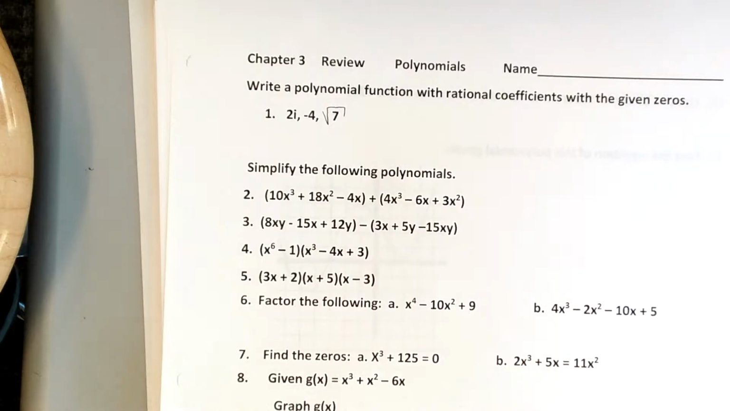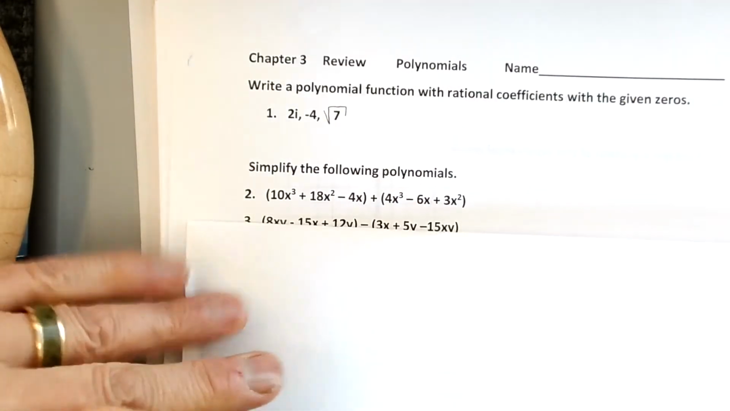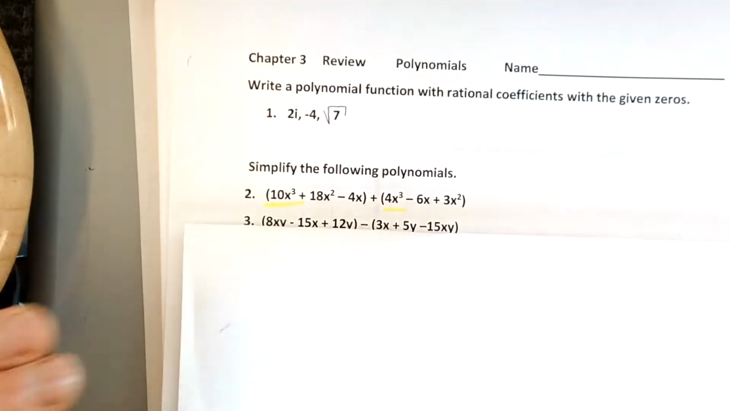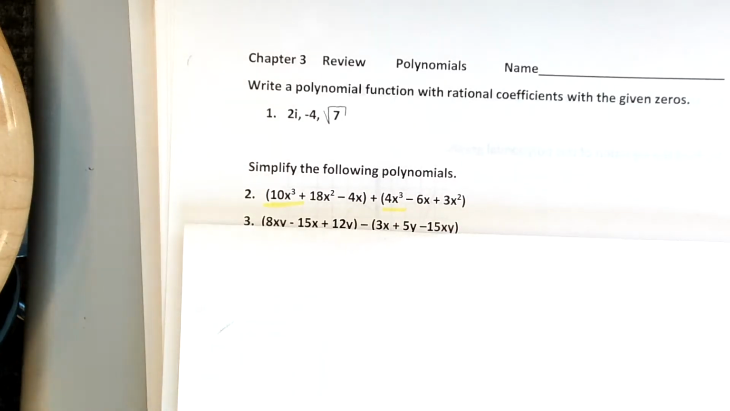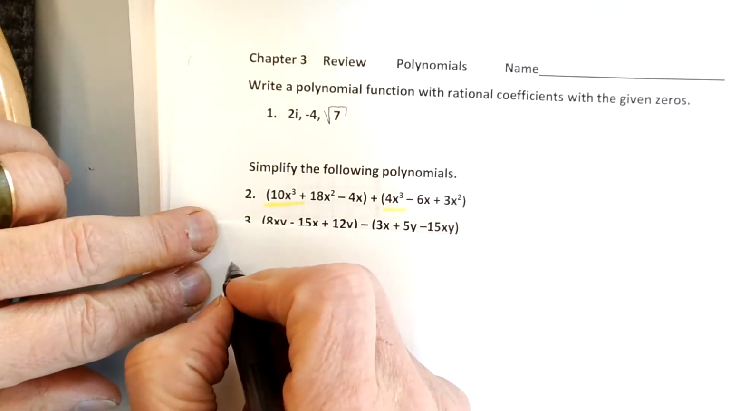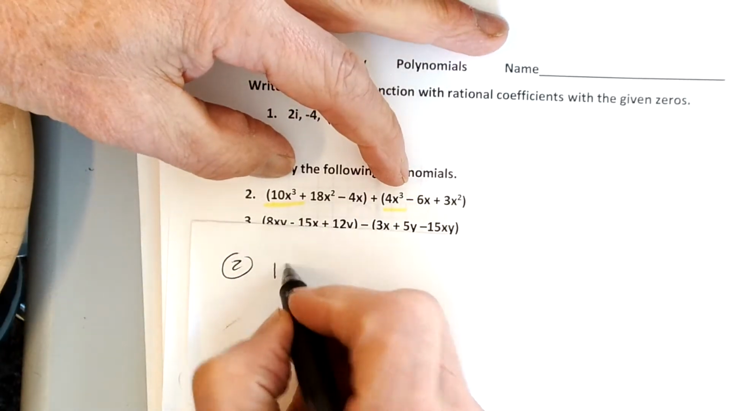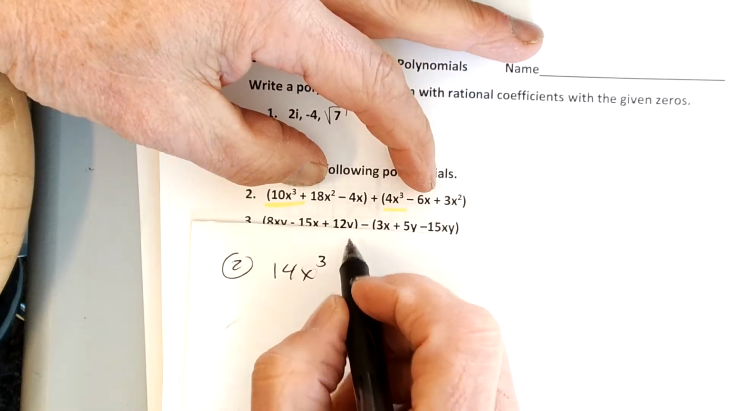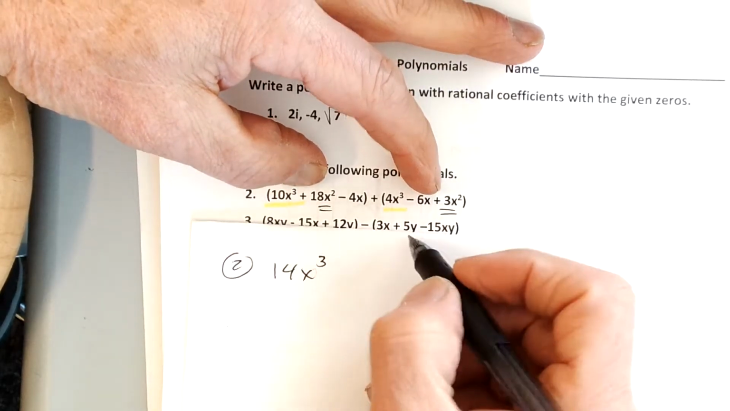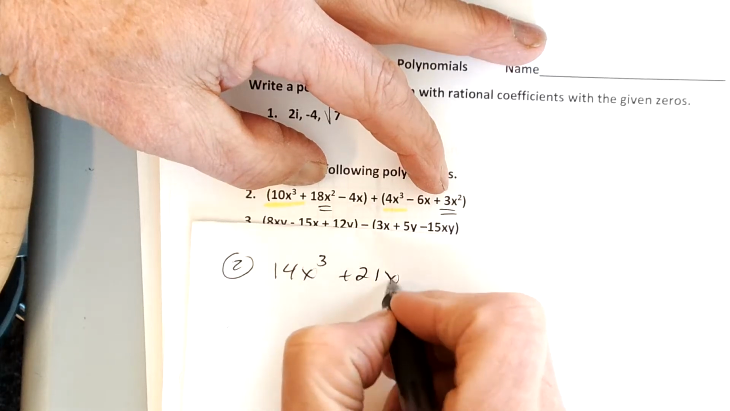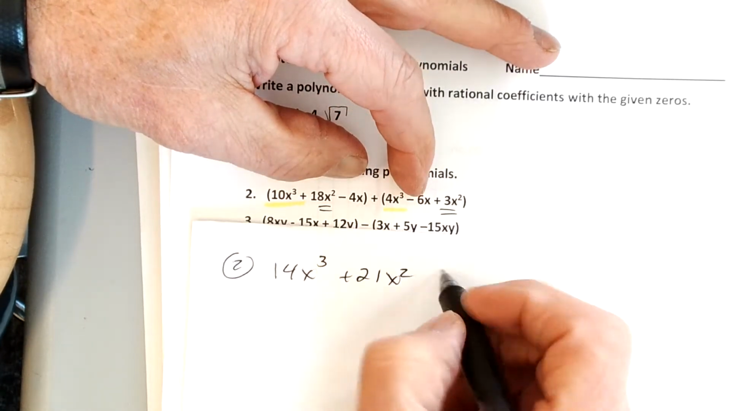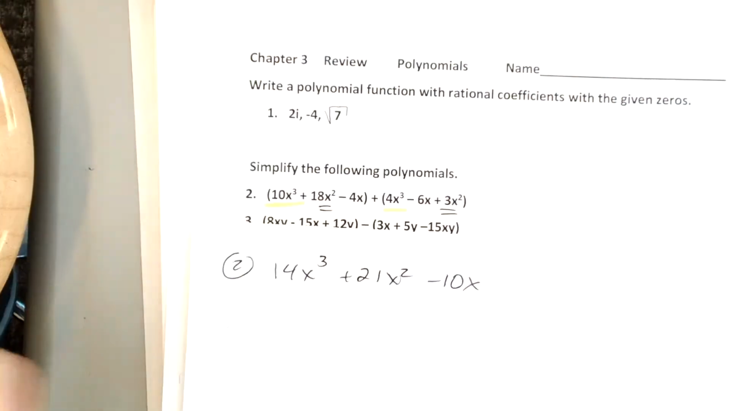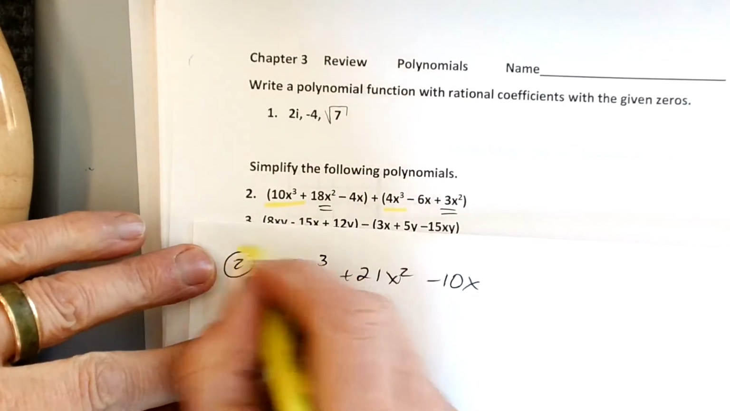Number 2 is just to simplify the polynomial, so I'm going to add like terms. What I see is these two are the same, so I'm going to add those two. And I'll have as an answer a 14x cubed. Then I'll add any x squareds. Yeah, here's my x squareds. And I'll have a 21x squared. And then I'll have a -10x. Done. Just to add like terms, that's all I need to do.